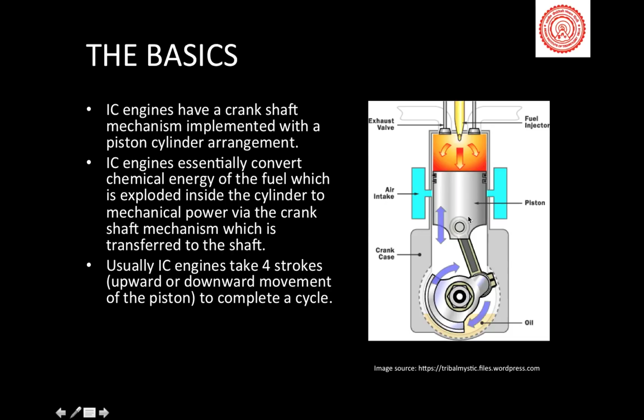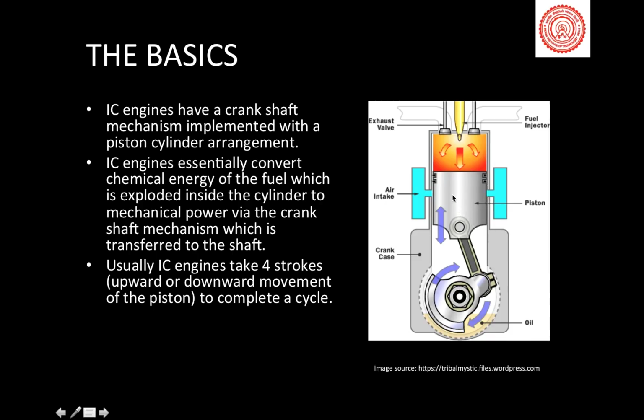Let's first understand the basics of an IC engine and how it works. So an IC engine has a crankshaft mechanism which is implemented with a piston cylinder arrangement. As you can see here, this is a piston, this is the cylinder, this is the crankshaft mechanism, this is a revolute joint, and this is a revolute joint, and this is the planar joint.